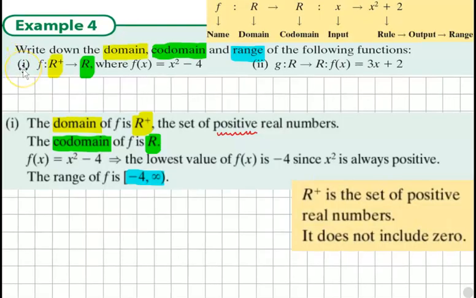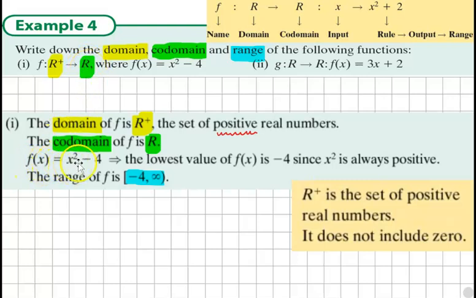So for part 1, again, we're going to use our yellow box to help us. So this is from the previous video. So the domain of f is R positive, the set of positive real numbers. Again, from our yellow example, we have the name and then the domain. So the first part is always the name and the domain. Then the codomain of f is R. So the codomain comes next. It's in between the two arrows. So the codomain is R.